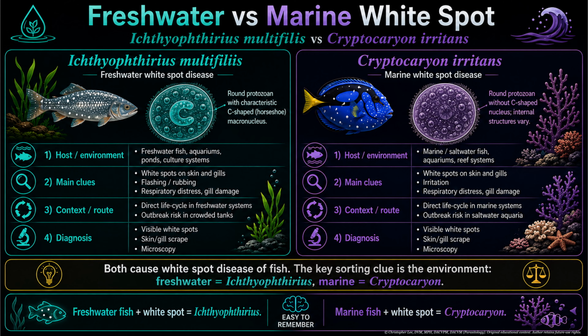In marine or saltwater fish, think Cryptocaryon irritans. Crypto means hidden, caryon refers to the nucleus, and irritans is refreshingly honest about what it does. Cryptocaryon lacks the characteristic C-shaped macronucleus of Ichthyophthirius. Both have direct life cycles within their aquatic systems, so crowded tanks and environmental contamination help outbreaks build momentum. Freshwater white spot equals Ichthyophthirius. Marine white spot equals Cryptocaryon. Same white dot wardrobe, different address.